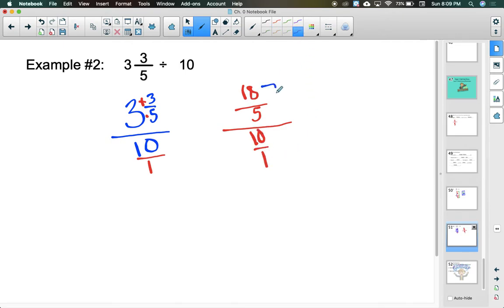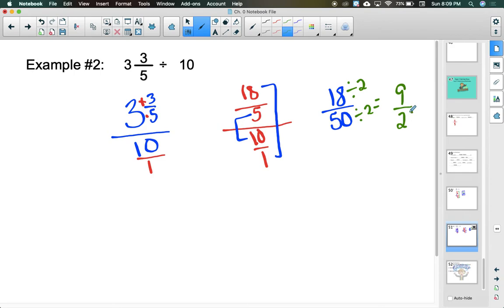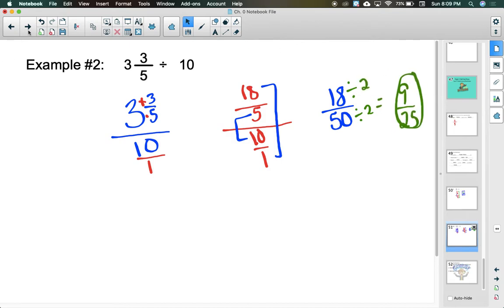So now we do our outers, which is 18 times 1. We get 18. Our inners are 5 times 10, which is 50. Good news, we are getting another proper fraction, which is great, but we do have to do a little bit of simplifying this time. Both 18 and 50 are even numbers, so I can divide by 2. And that means my simplified fraction is 9/25. All right, so that's it. That's all there is to dividing fractions.